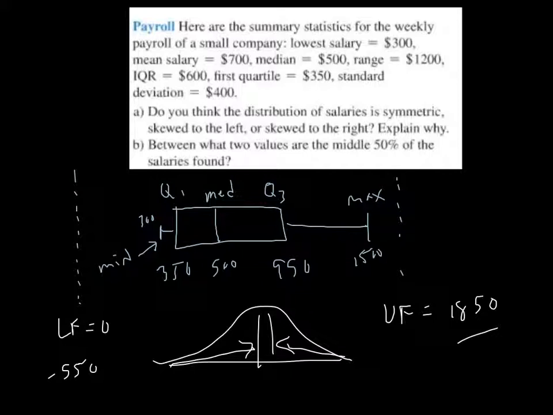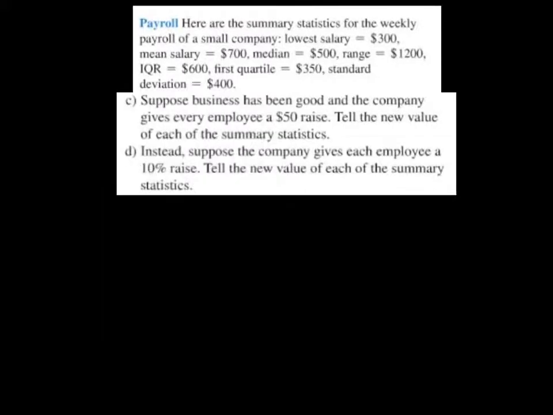This isn't so. For part B, we've answered it by drawing the box plot between what two values are the middle 50%. B is between 350 and 950.